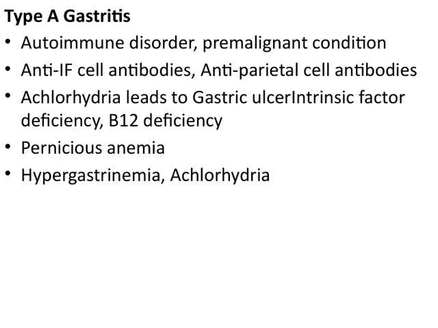Because of this attack, the stomach's ability to produce acid decreases, leading to achlorhydria, which is the absence of stomach acid. This reduction can cause gastric ulcers and also impair the production of intrinsic factor, a vital protein needed for vitamin B12 absorption. When intrinsic factor is deficient, it often results in B12 deficiency, which can cause pernicious anemia, a type of anemia characterized by large, immature red blood cells.